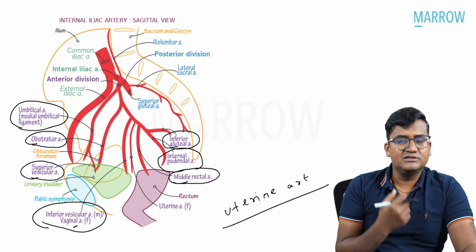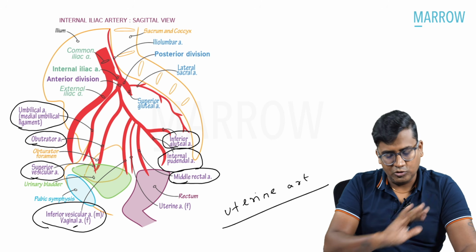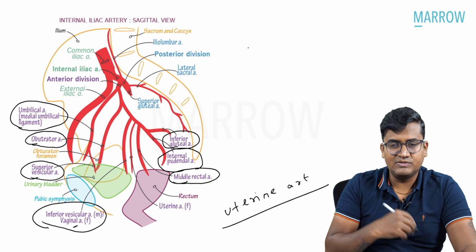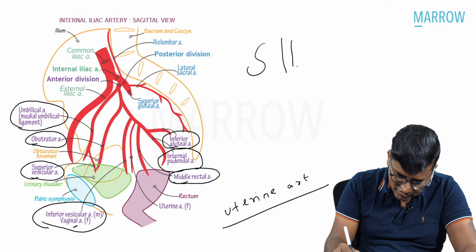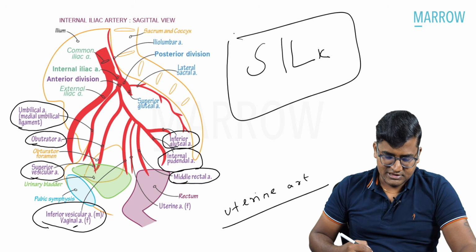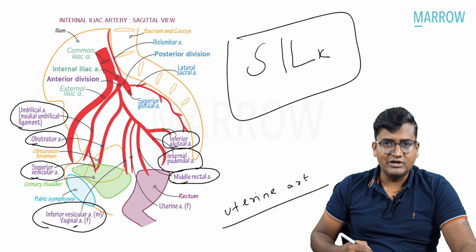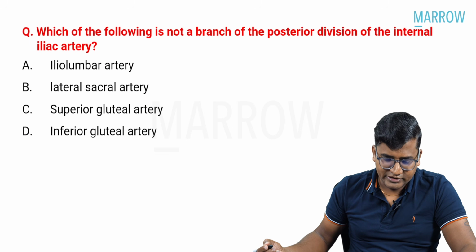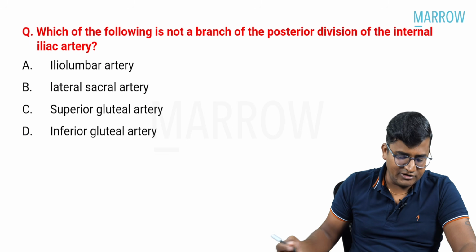It is very difficult. So read once and then forget. No problem. But don't forget the branches from the posterior division. We have a mnemonic also. So SILK is the mnemonic. Okay. Right. Now, what is the answer for this question? Which of the following is not a branch of the posterior division of the internal iliac artery?